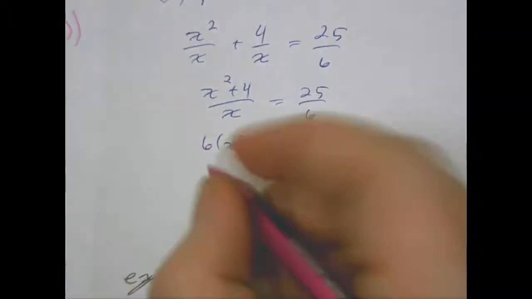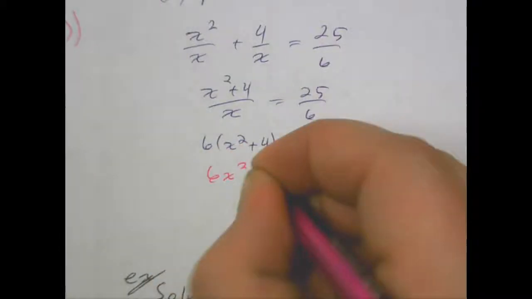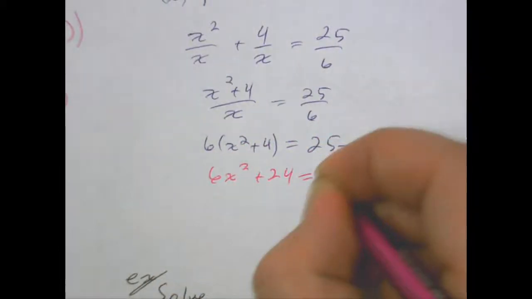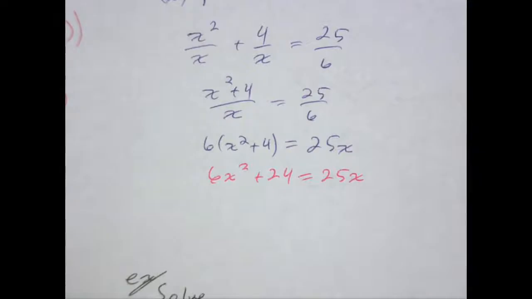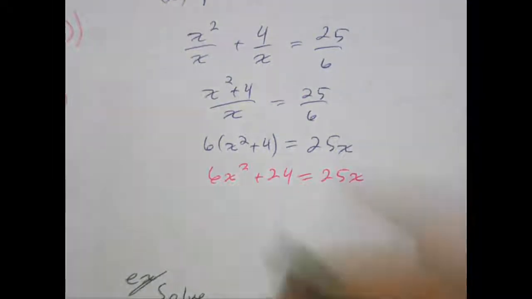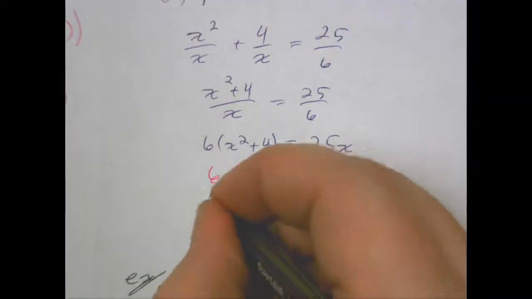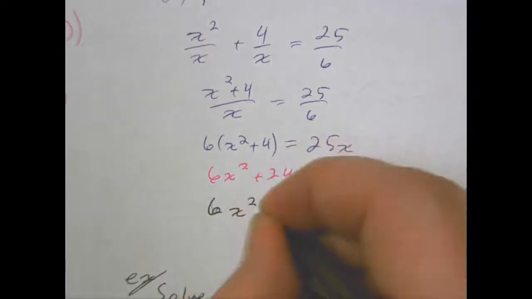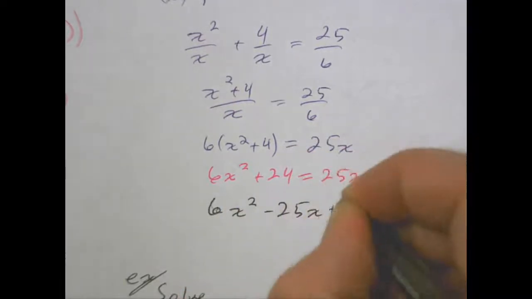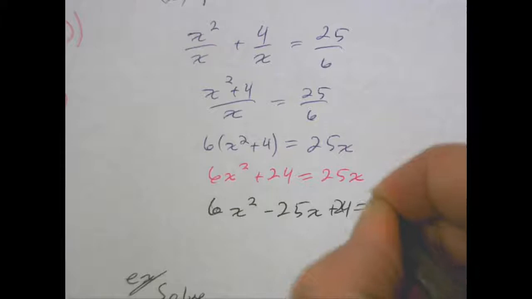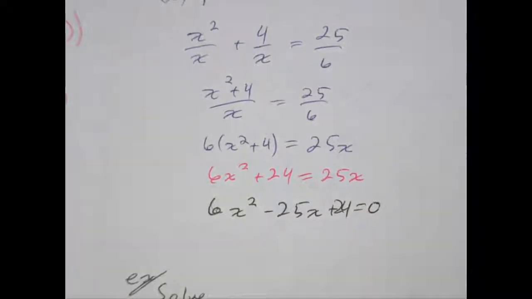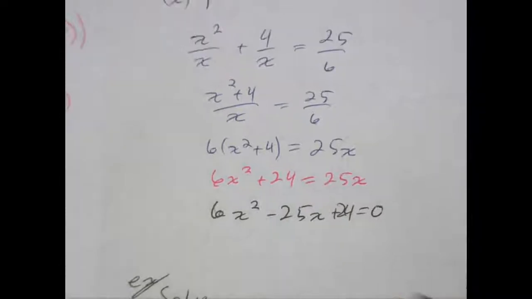So I have 6 times x squared plus 4 equals 25 times x. Then distribute the 6, so 6x squared plus 24 equals 25x. I would subtract the 25x to the other side. So I have 6x squared minus 25x plus 24 equals 0. And then do we have any common terms we can pull out? We don't, so we're just going to have to think about how we factor this thing.